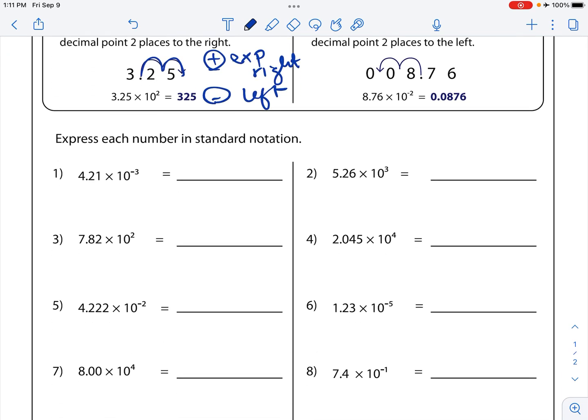All right, here we go. Express each number in the standard notation. 4.21 times 10 to the minus 3. So I'm going to start with 4.21, and I'm going to move my decimal point to the left 3 spots. So 1, 2, 3. Put my decimal place here. I think of this like an egg carton, so I have 2 empty spots. If you want to clean it up and put a 0 in the ones place, you'd have 0.00421.